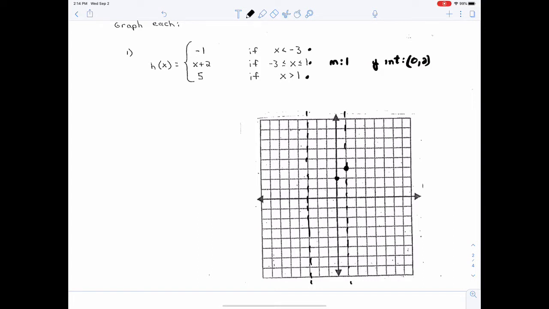So okay. Now that has a y-intercept of 0, 2 and a slope of 1. Fine. What's the next one?